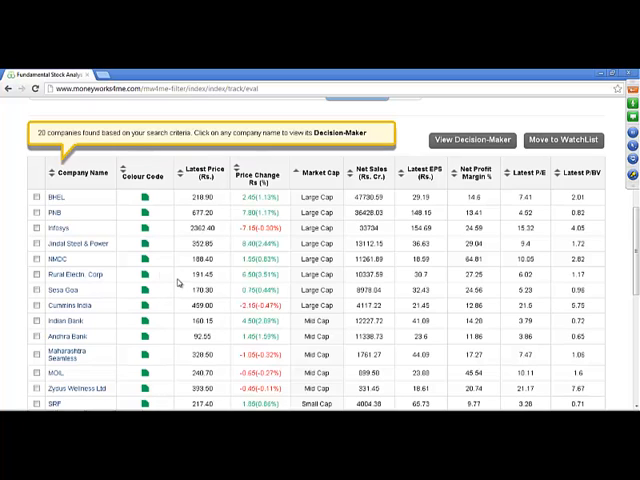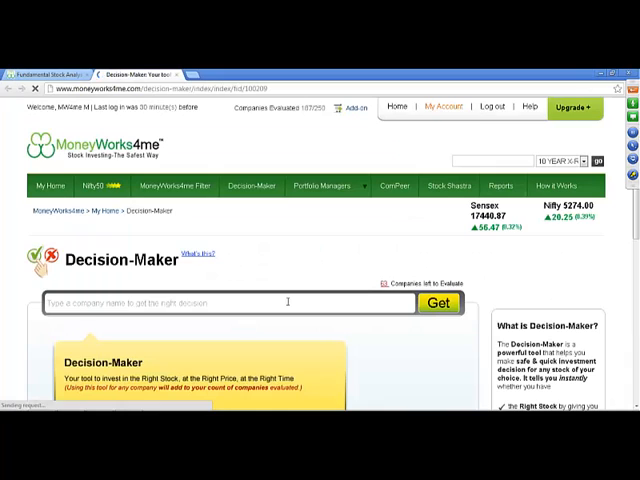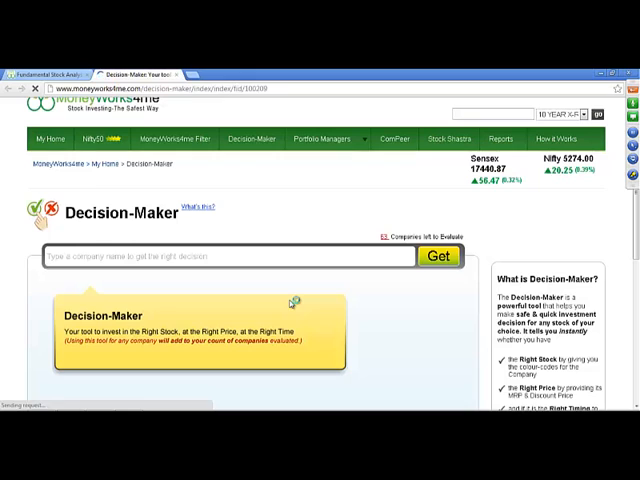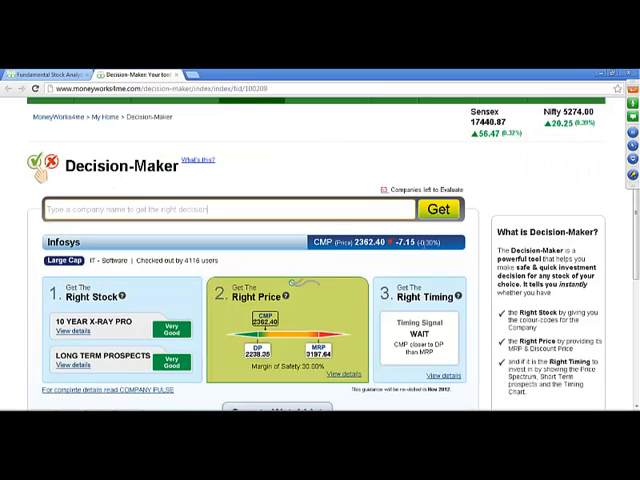Okay, so now that we have a very good shortlist in front of you, what do you do next? So what I can do is I can just click on any company and have a look at its decision maker. Now decision maker is the second tool that I told you about, which basically helps you to understand whether it is an investment worthy company and whether you should be investing in it. I'll just wait for the screen to load up. Yeah, so there you have it, the decision maker of Infosys.